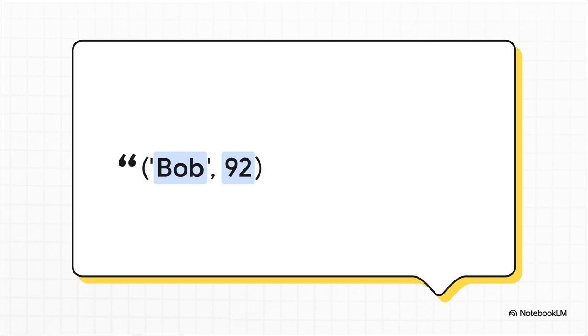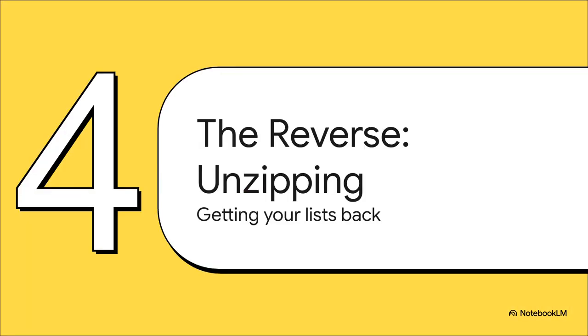Now, you might be wondering, what happens if the lists aren't the same length? Well, zip is smart about it. It just stops as soon as the shortest list runs out. You don't get any errors, just clean, predictable behavior. It's awesome.